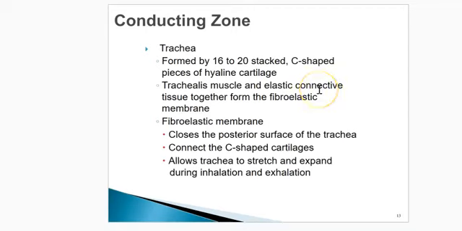Now, the trachea is formed by 16 to 20 stacked C-shaped pieces of hyaline cartilage. They are designed to be elastic so you can stretch them in case they need to be moved. It's closed by a fibroelastic membrane on the posterior surface, which allows the trachea to stretch and expand during inhalation and exhalation.